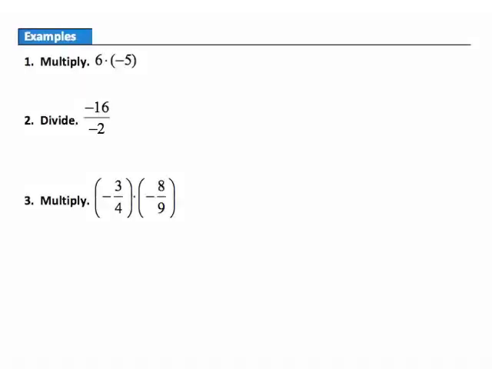Now let's take a look at some examples that will help you understand how to multiply and divide signed numbers. Example 1. We're asked to multiply a positive 6 times a negative 5. Well, I think the first thing to do is to decide what the sign is going to be, then we'll go to do the multiplication.